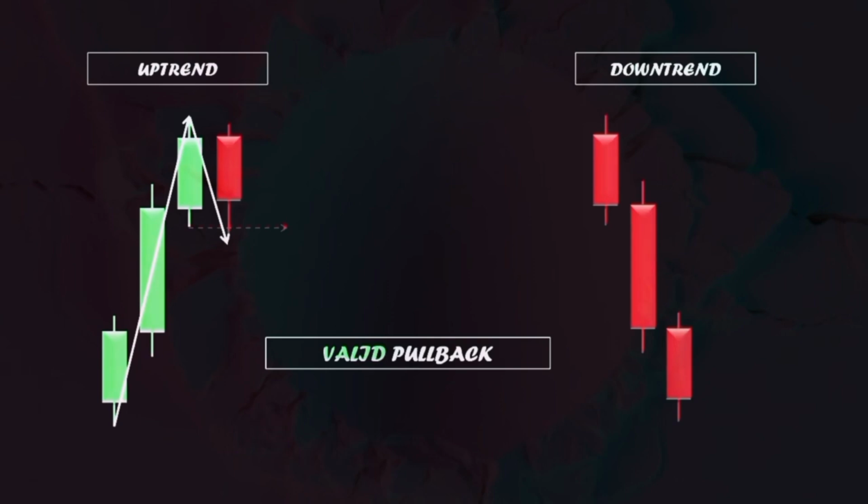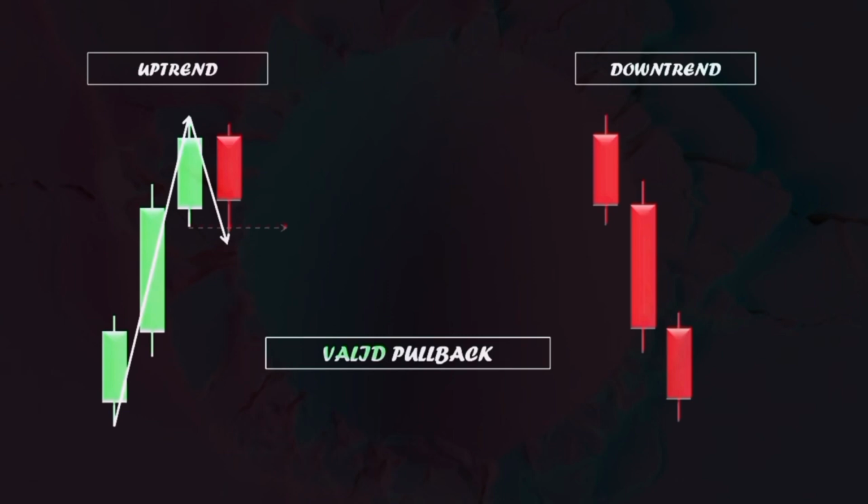It's crucial to note that if the price fails to break below the lowest point of the last green candle, the pullback cannot be considered valid. It's important to emphasize that the color of the candle does not play a role in identifying pullbacks.